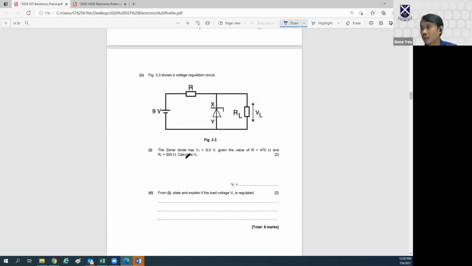Zener diode. Okay, so this Zener diode has the breakdown voltage of 6 volts. Basically it will want to hold the voltage at 6 volts. But if the voltage is below 6 volts, then the Zener diode is useless. Okay, so 6 volts, please keep it in mind. Okay, so R is 470. So let's write that down here.